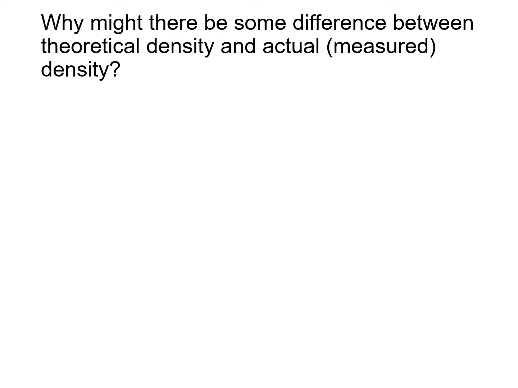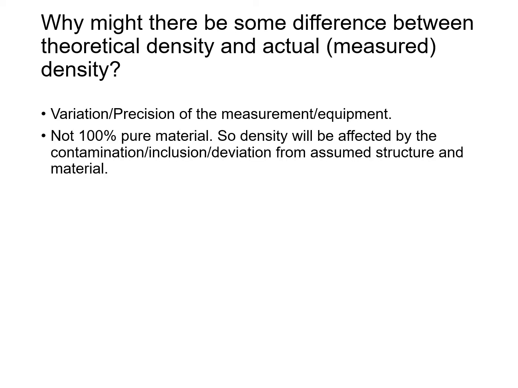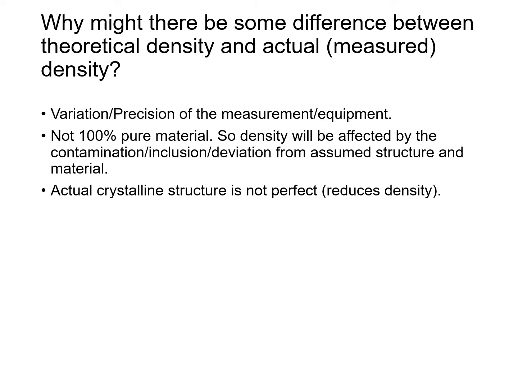There are probably many reasons, but I can think of at least 3 offhand. First of all, the measurement equipment is never going to be perfectly precise. It's likely not a 100% pure material. There's some contamination somewhere, and the density will be affected by that contamination. And finally, the crystal structure itself, because it's a polycrystal, is not going to be perfect. Anytime there's a disruption to the crystal lattice, this will reduce the density of the material.